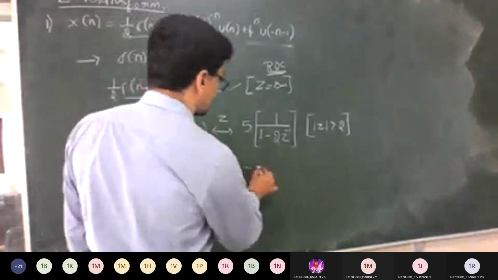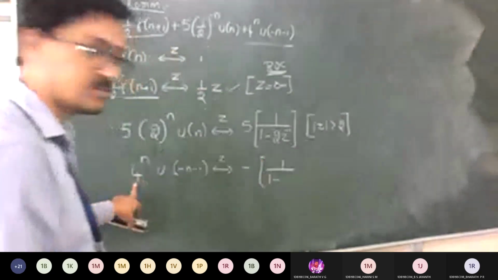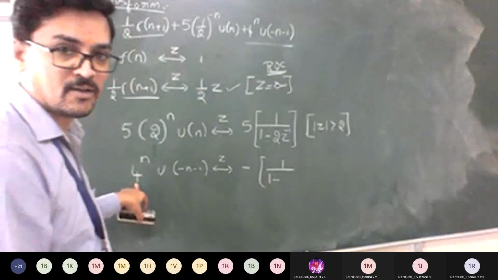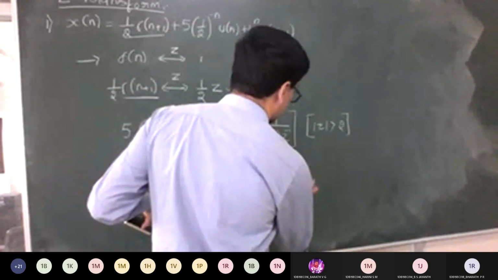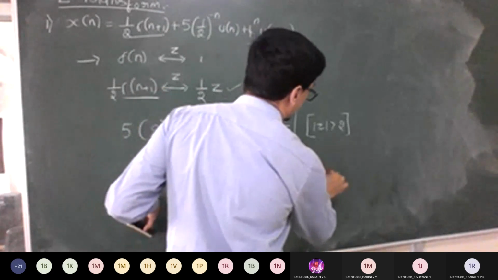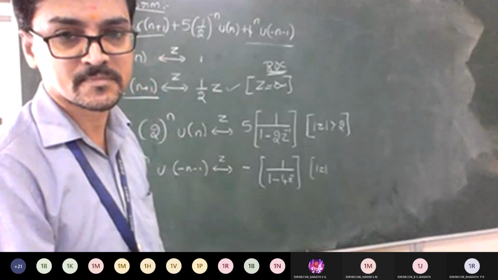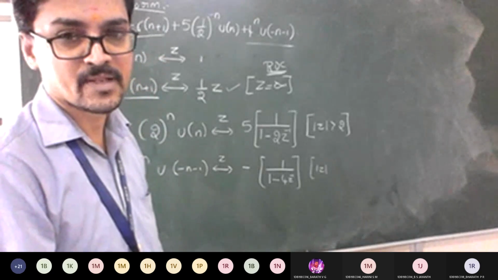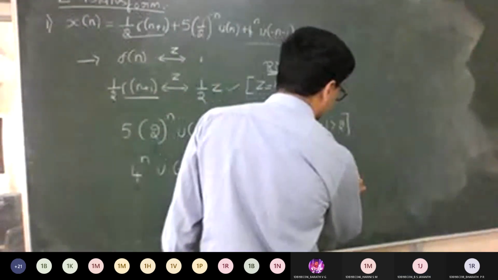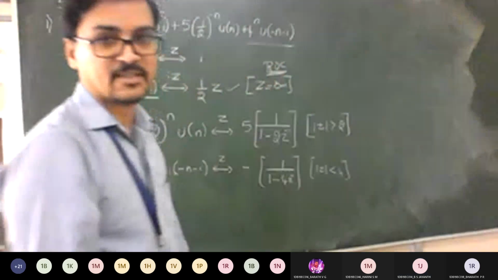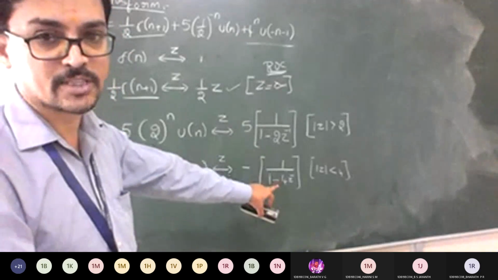So if I take minus here, the remaining is 1 divided by 1 minus a. A is how much now? 4. So it's 4 z raised to minus 1. So where exactly does your ROC exist now? Less than 4. ROC exists for less than 4. Correct?